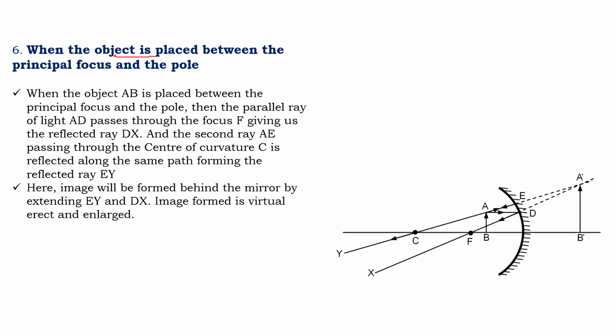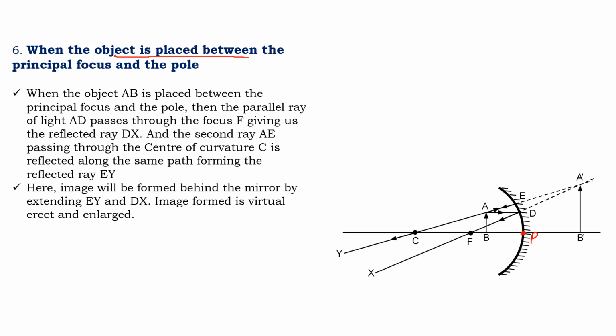Last case, when the object is between F and P. Actually, they are not showing the P. P should be shown everywhere. So you have the practice of showing your C, F and P. P is the middle part of the mirror. Okay. So now when the object is placed between F and P, now what will happen?